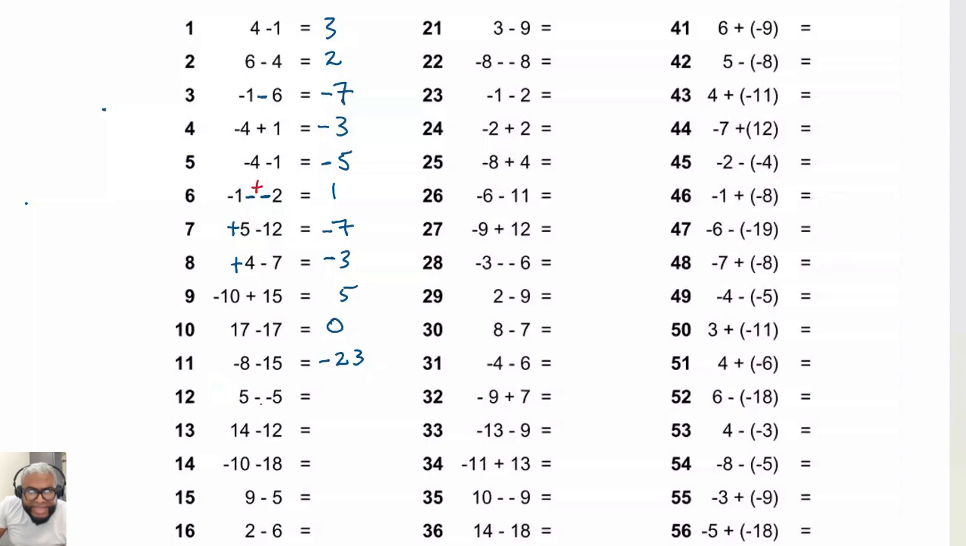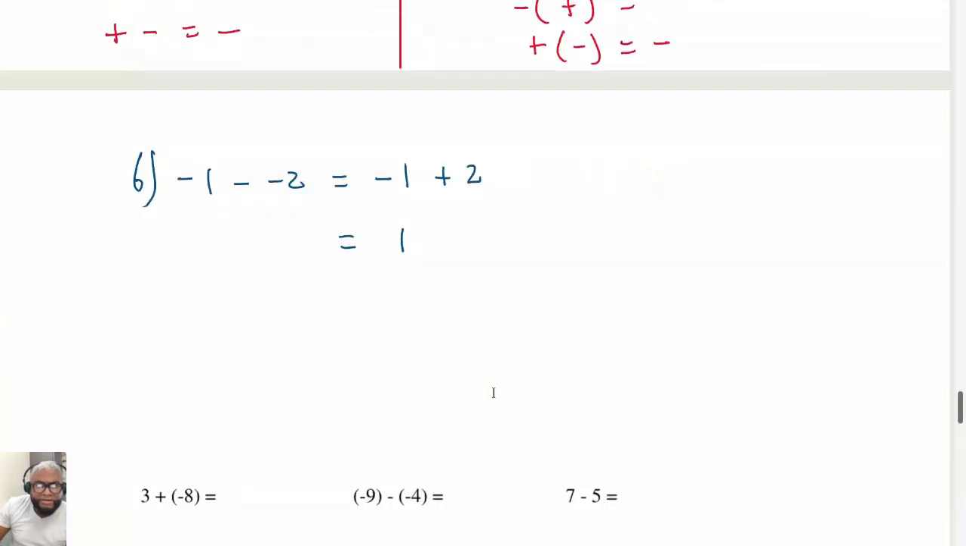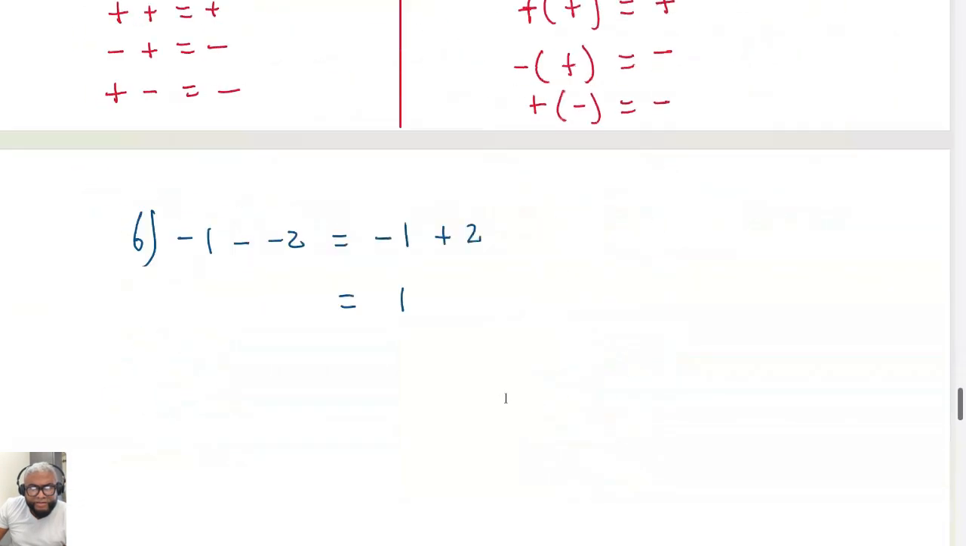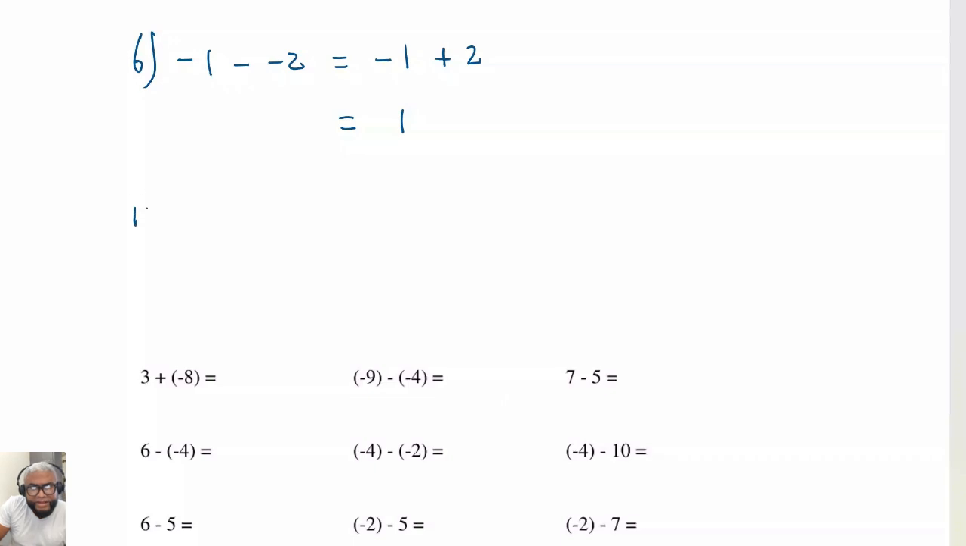Ramo, we have a double sign here. We have 5 minus negative 5. So I'm going to write it underneath, right? Scrolling down. That was number what? That was number 12, right? So number 12 is 5 minus negative 5. What do I do with this double?